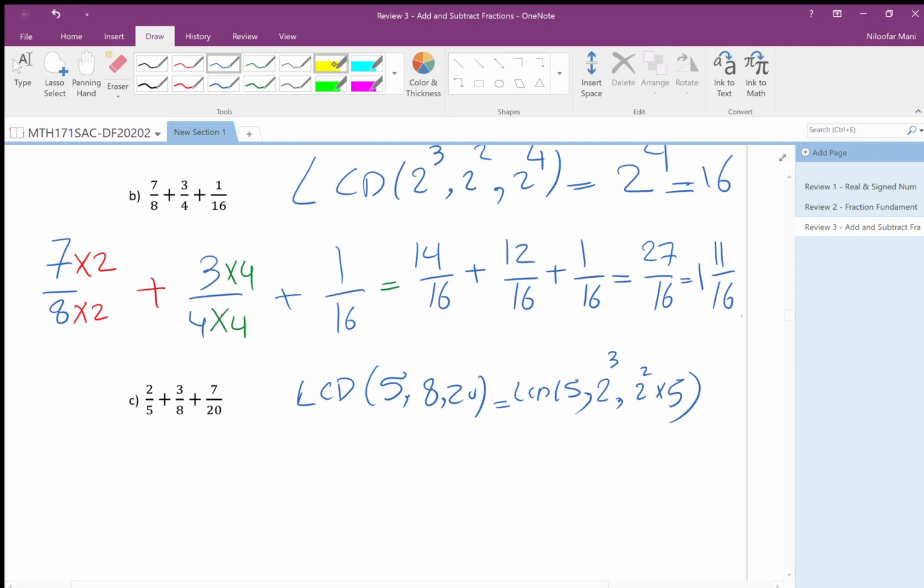Okay. Between 2 power 2 and 2 power 3, which one do I use? 2 power 3. I use the one with the highest exponent. Between 5 and 5, which one do I use? Just 5, 5 power 1. So it is 40. Okay? So I have 2 over 5, but I need to change 5 to 40.